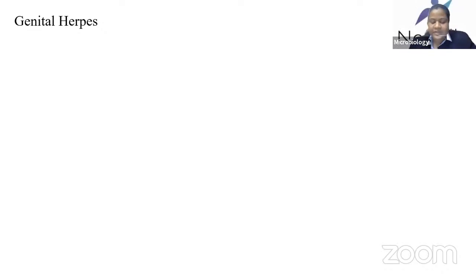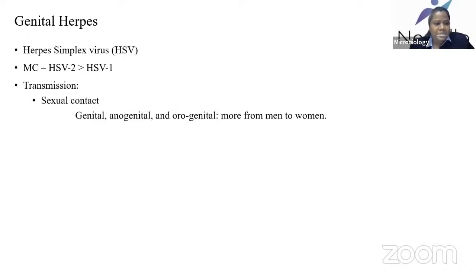Now that we have completed syphilis, we'll move on to the next condition that causes genital ulcer, which is genital herpes. Genital herpes is caused by herpes simplex virus. There are two types, herpes simplex virus 1 and herpes simplex virus 2. When we talk about genital ulcers, the most common type causing genital ulcer is HSV2, more common compared to HSV1.